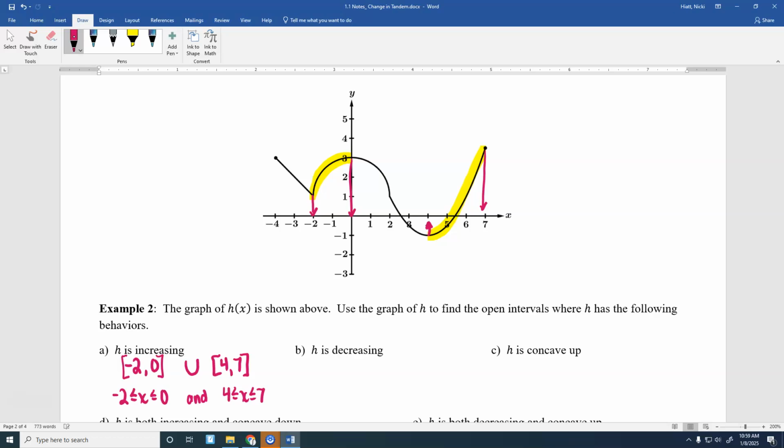Do we need to put like D or domain, or is it kind of understood? For this, you would not need to put that because it's asking you where it is increasing, and it would be understood that you're going to answer that with the domain.